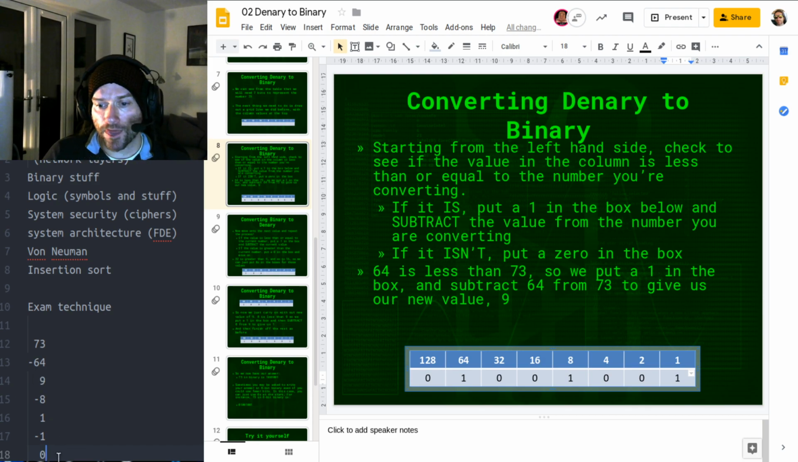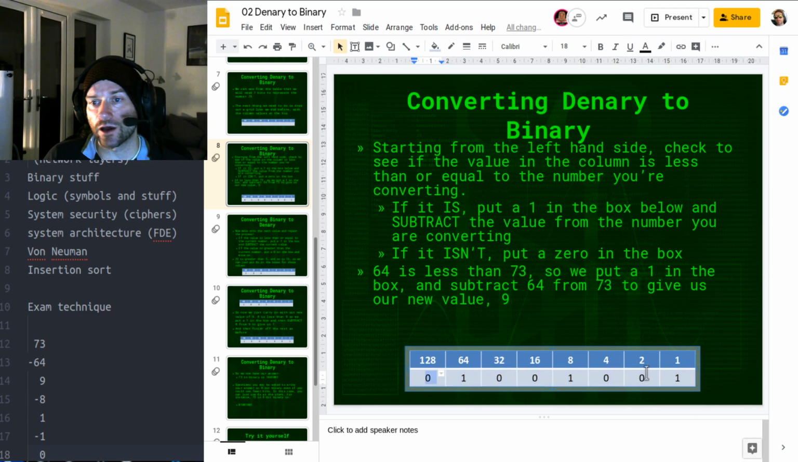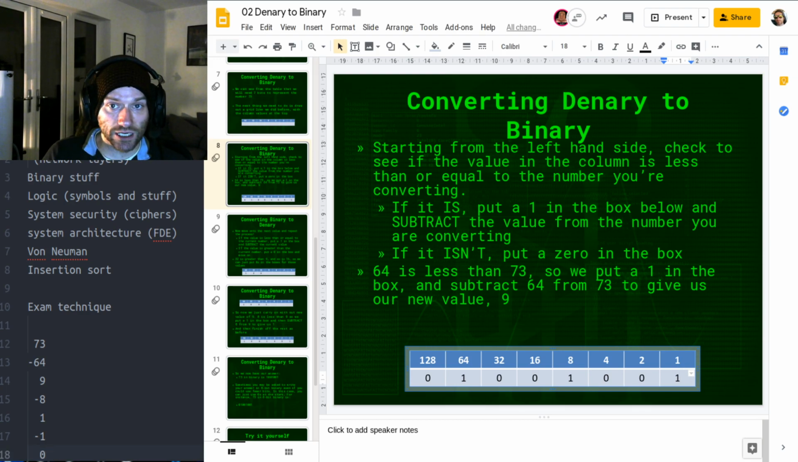Okay? If I subtract 1 from 1, I end up with 0. I have now reached the end of my binary number that I've converted, and the number that I'm trying to convert is a 0. If you get to the end of here and you do not have a 0, if you have something more than 0, you know you've messed up somewhere.